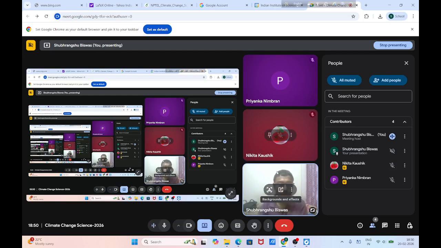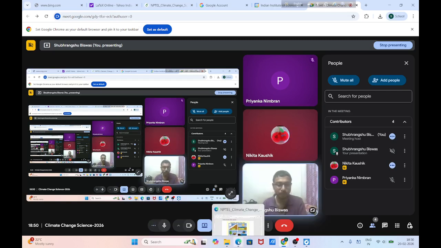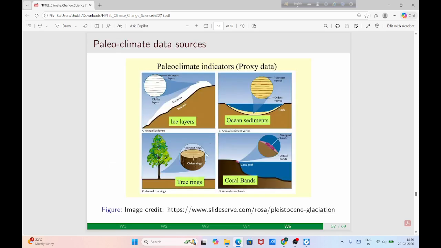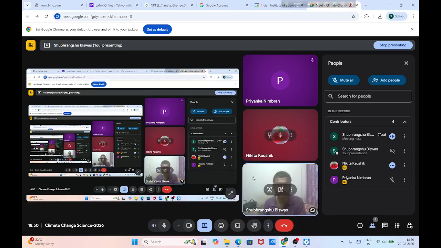Nikita was trying to tell something. Yes, please. Sir, repeat this question. Yes, I will repeat the question. Let's say one event has happened 12,900 to 11,700 years ago. What would you choose for determining that the event happened? Would you choose tree rings or the other methods for determining those events? Here, let's say ice layers, ocean sediments, or coral banks. And please give one explanation for whatever you choose.